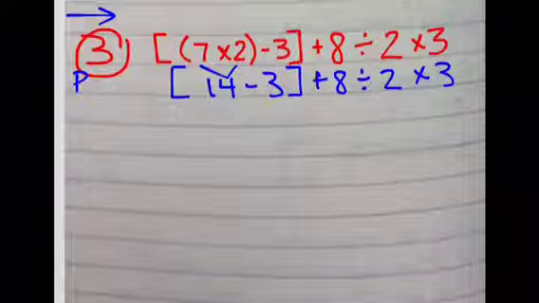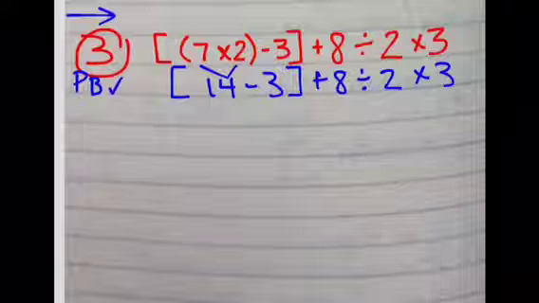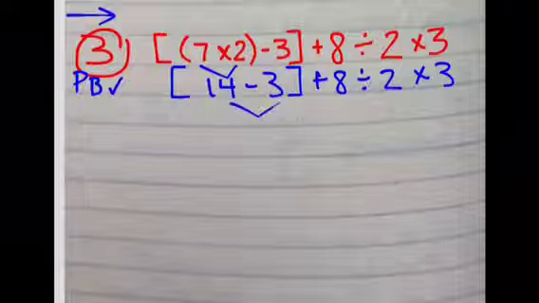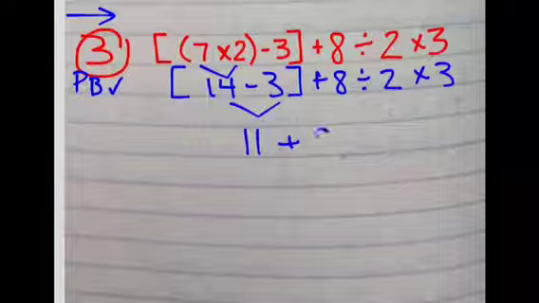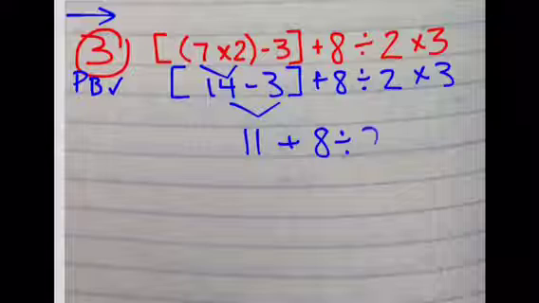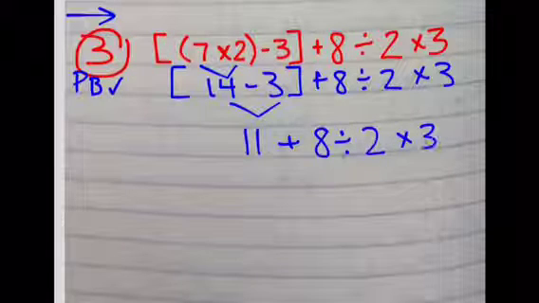Okay, so our next operation, after the P, we also do the B with it. So for the brackets, now we do what's in the brackets. 14 minus 3 is 11. Bring everything else on down. Plus 8 divided by 2 times 3.